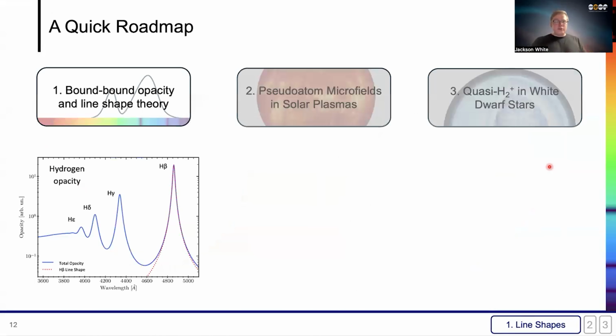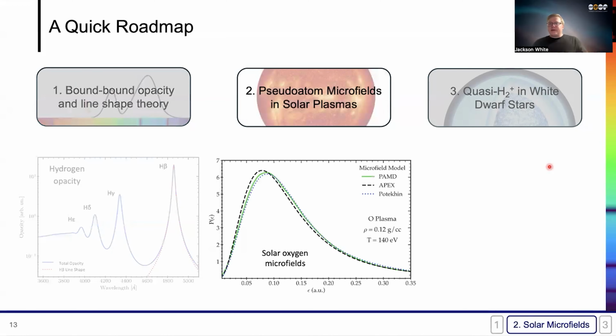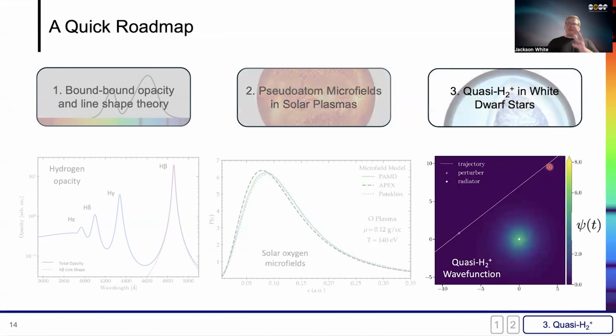Now, what I'd like to do for this talk is start off with a very brief crash course on something called bound-bound opacity specifically, and then I'll talk a little bit about my specialty, which is line shape theory. And then I'd like to talk a little bit about a couple of my favorite projects from grad school. So I'll start off by talking about something called pseudoatom microfields in solar plasmas. And then I'll finish by talking about something called quasi H2 plus, which shows up in these hydrogen atmosphere white dwarf stars that we see all around us.